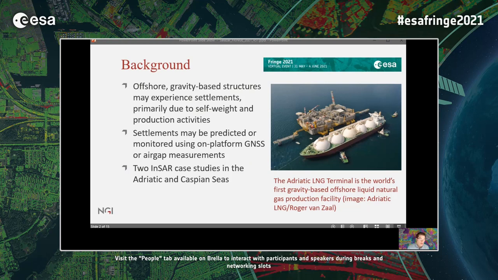In our first case study, which is depicted on the right side of this slide, the Adriatic LNG terminal is a large platform that was installed in 2009. It was also the world's first gravity-based offshore liquid natural gas production facility.